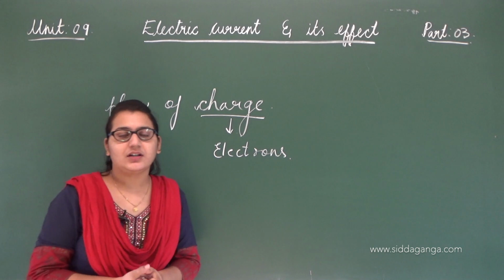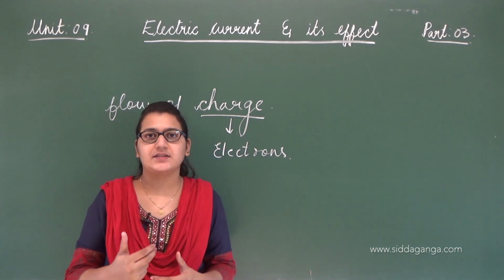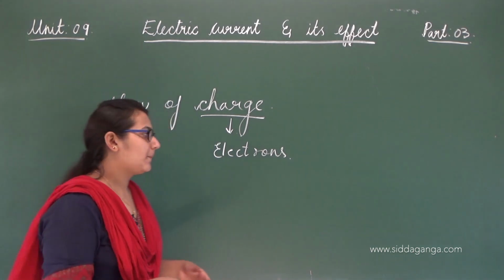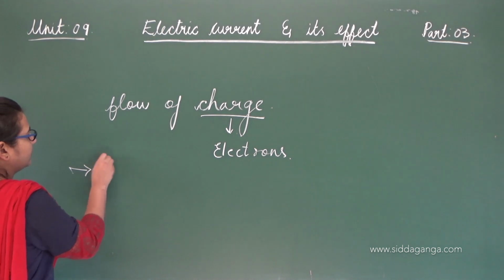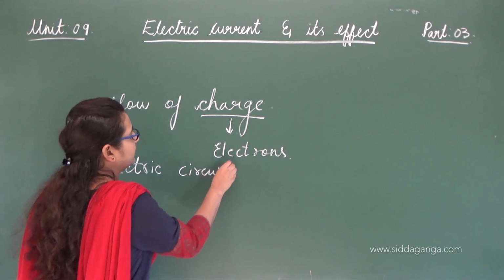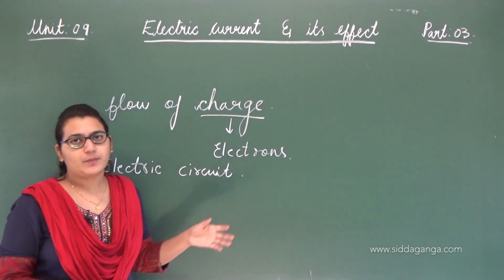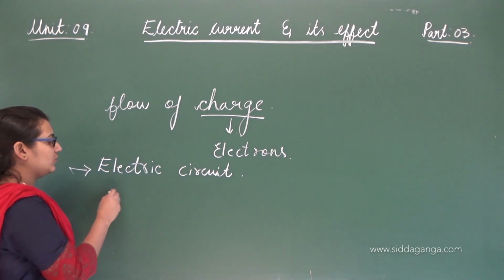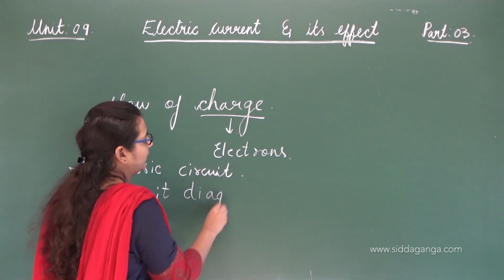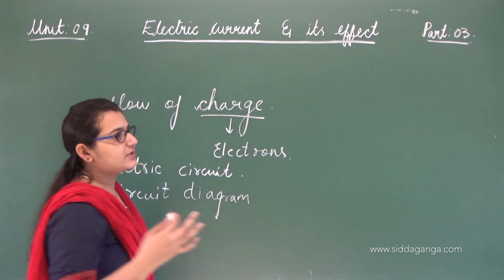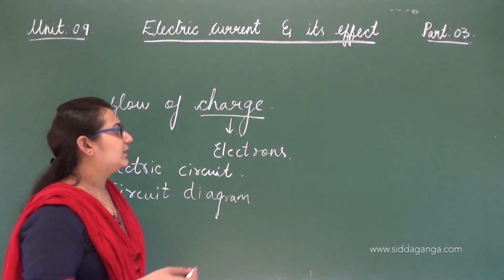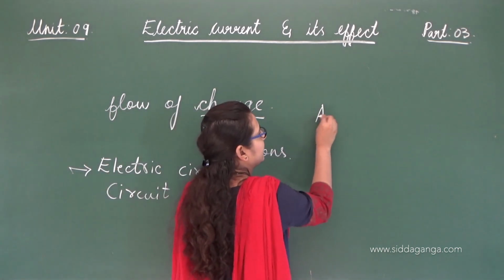And we have learnt that this electric current is allowed by a circuit. So an electric circuit is the one which allows this electric current to pass, and this electric circuit is represented by circuit diagrams. These circuit diagrams are nothing but the pictorial representation of the flow of electric current. And the SI unit of this electric current is ampere.